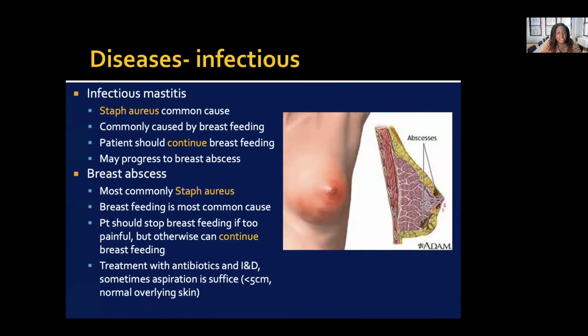The big thing to recognize is if there's overlying skin involvement, usually an incision and drainage is going to be your best bet. If there's no overlying skin involvement, usually aspiration for smaller ones can be successful.